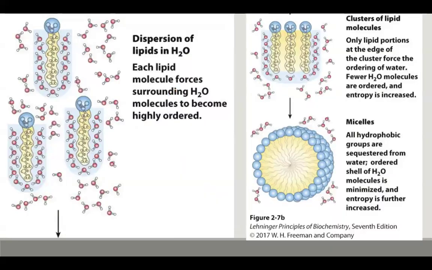However, this ordering can lessen as you increase the amount of lipid molecules. As you see on your right, when you have three lipid molecules next to each other, only the lipid portions at the edge force the ordering of water. So fewer water molecules are ordered, entropy is increased, which allows reactions to occur. And then micelles, as you see in phospholipid bilayers, which we'll talk about later, all the hydrophobic groups are separated from water, so they're not interacting with water at all. Because of that, any ordering of the water into a cage is minimized and entropy is increased to the max.